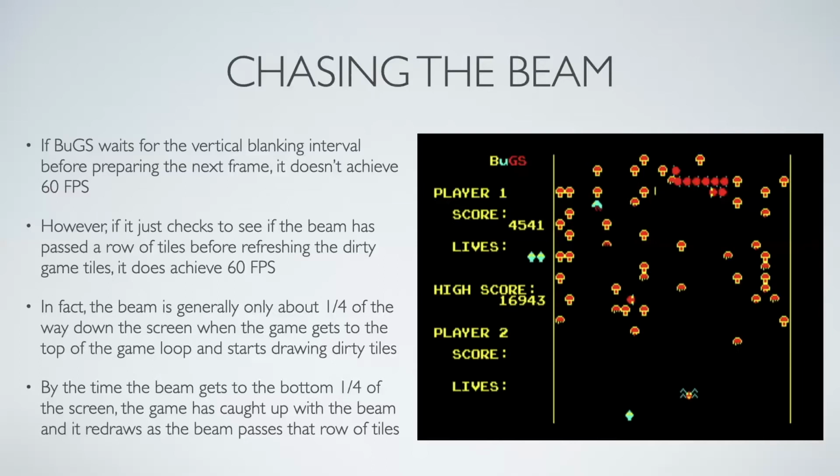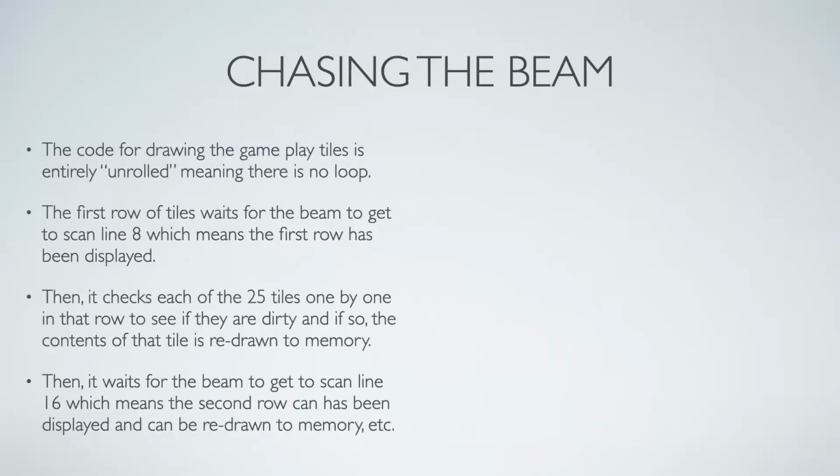The top 3/4 of the screen has had all of its dirty tiles redrawn, and now the game is waiting for the beam and redrawing the remaining rows as the beam passes. Once the beam gets to the bottom of the screen, all the play area tiles that were dirty are redrawn and the rest of the game loop can execute.